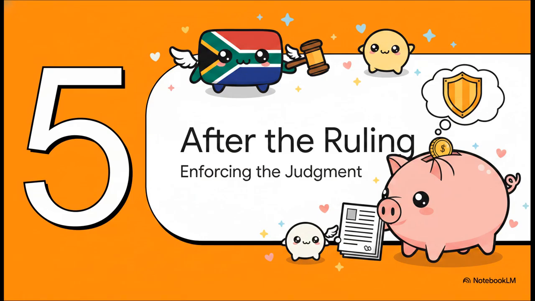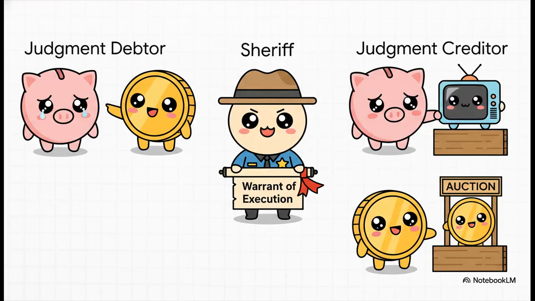Okay, so let's fast forward. You've gone through the whole process, you've made your case, and you won. The judge issues an order in your favor. Fantastic. But what if the other side just shrugs and ignores the order? What if they still don't pay? See, winning is just step one. Enforcing the win is a whole other chapter. And that chapter is called execution.